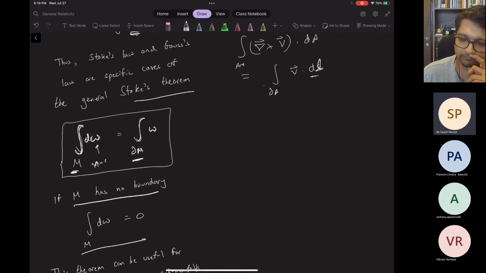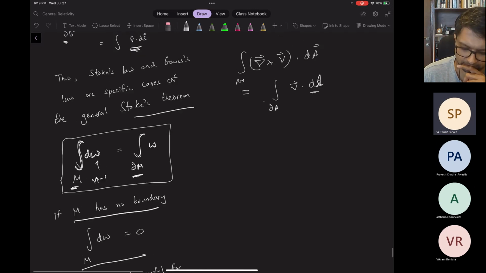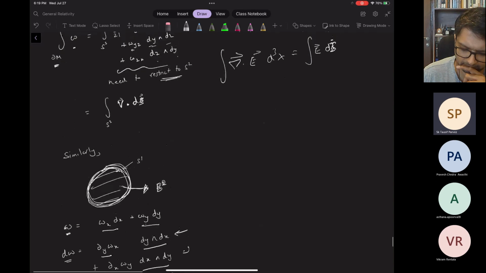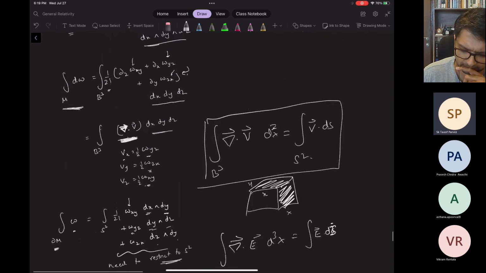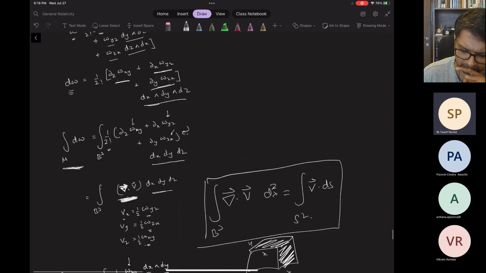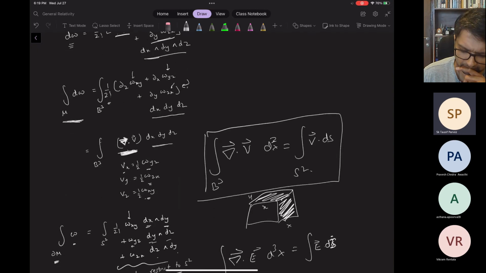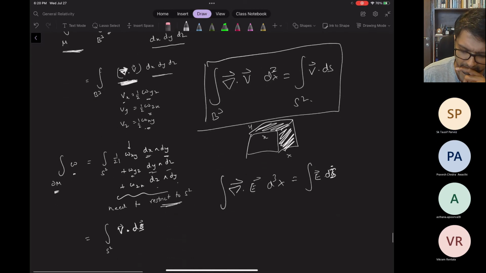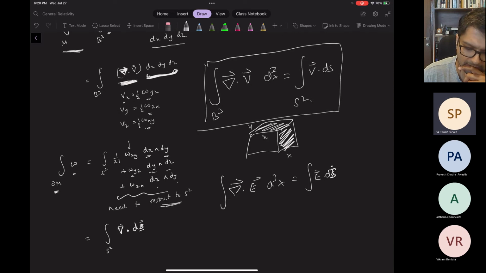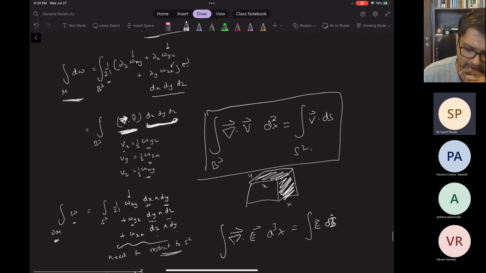Sir, while proving Gauss's law and Stokes's law, how did you exactly write the volume element or the area element as ds or dv? This is clearly a volume element, right? Yes, this is our intuitive understanding, which we already know. So what is the new thing here?